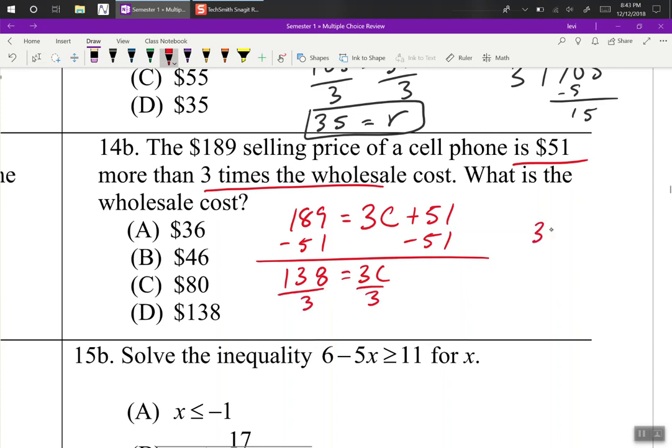So we've got a little problem. 3 goes into 138. 3 goes into 13 4 times. That makes 12. That leaves 1. 3 goes into 18 6 times. So 46. C equals 46.